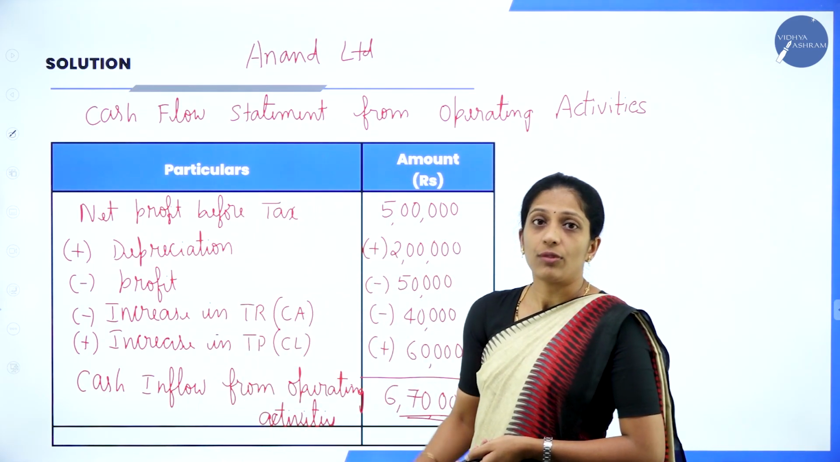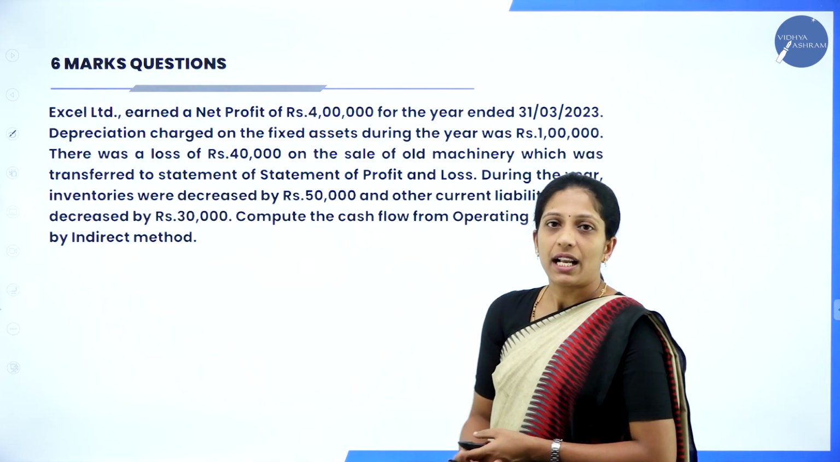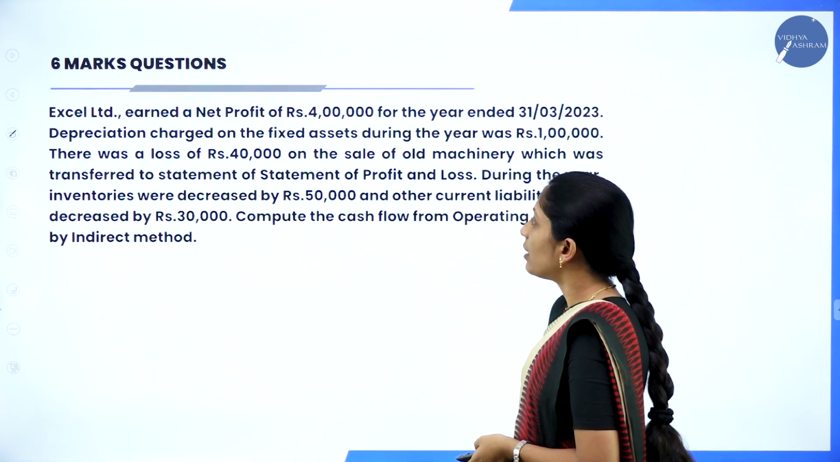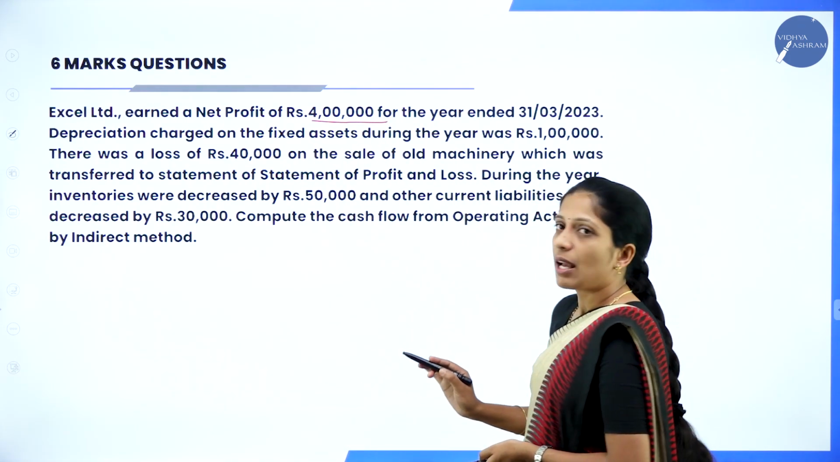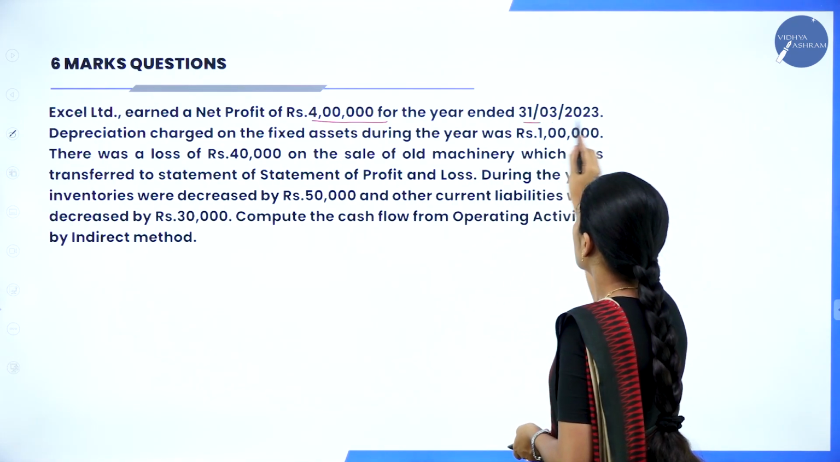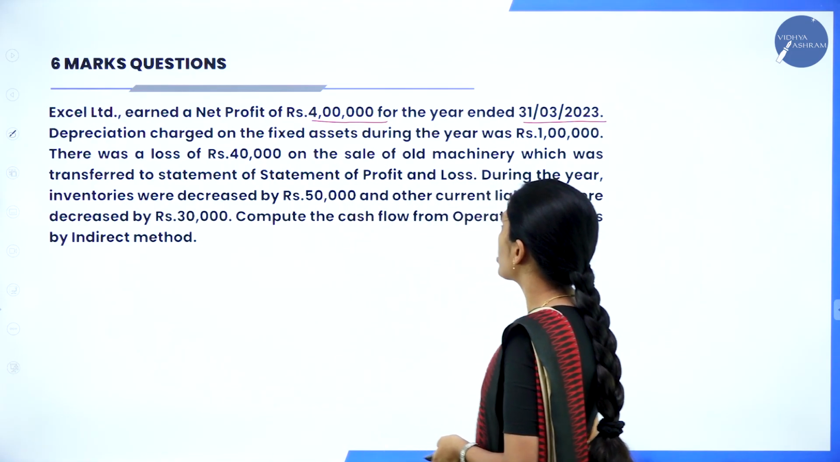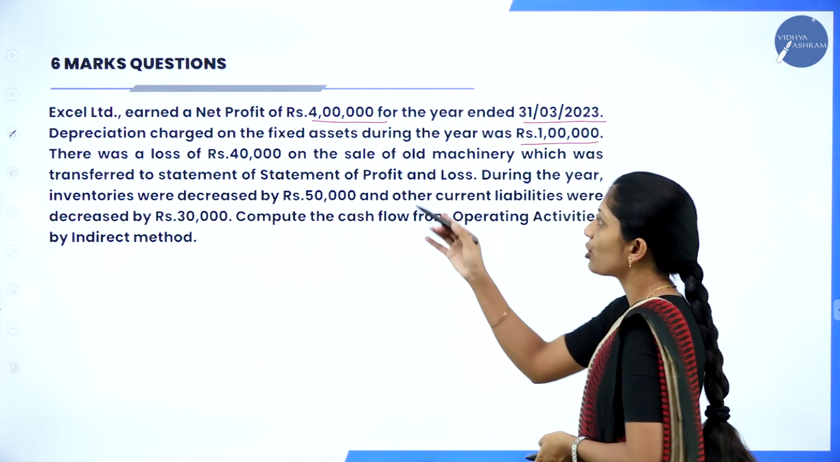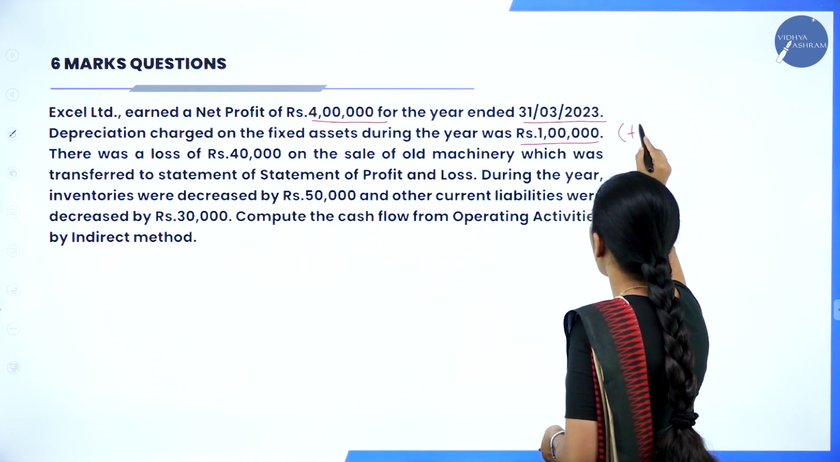So, you can solve one more problem so that you can clearly understand. Now, go through a similar type of problem. Excel Limited earned a net profit of rupees 4 lakh. So, similar type of problem but with a different amount here. For the year ending 31st March 2023, depreciation was charged at rupees 1 lakh. So, normally what do we do with depreciation? Minus. But here you have to add.